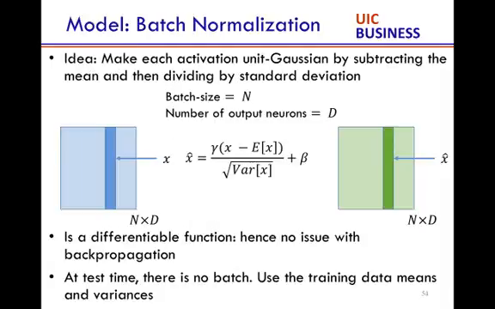The idea is very, very straightforward. The idea is to make each activation unit Gaussian by subtracting the mean and then dividing by the standard deviation. Let's say it's a non-zero mean Gaussian, so it's not a unit Gaussian. By unit Gaussian we just mean that the mean is 0 and the variance is 1. Let's say it's a random variable with a mean of 5 and a standard deviation of 10. Then you know how to normalize it, right? You can subtract the mean and divide by the square root of the variance, then that new random variable is going to be a unit Gaussian.